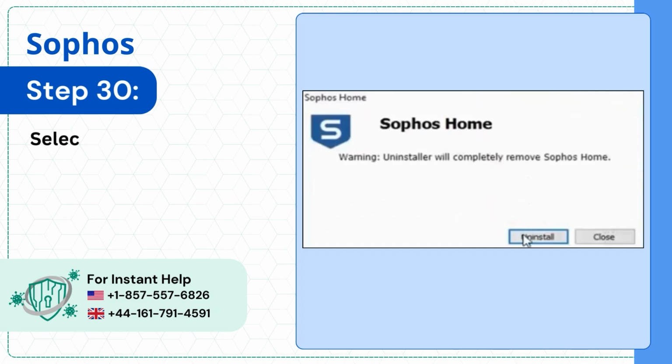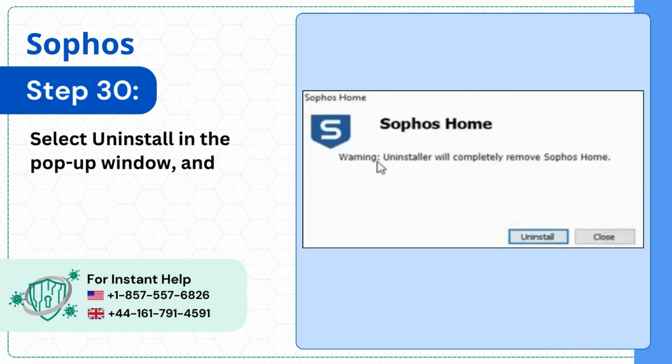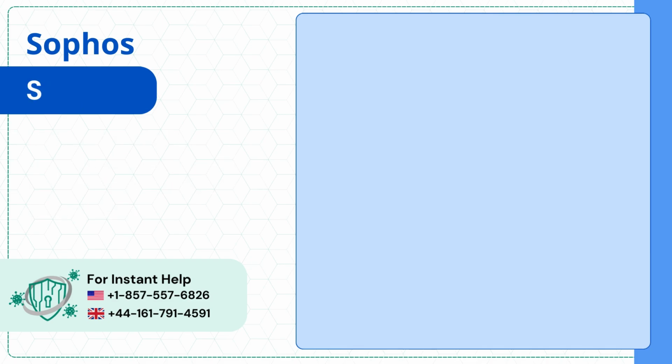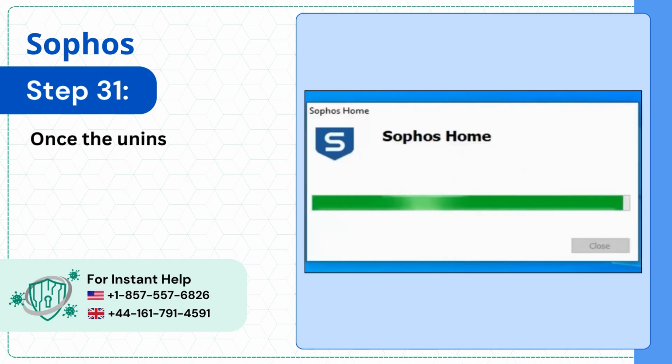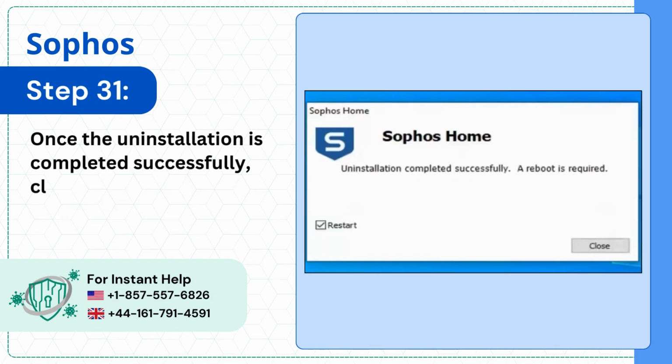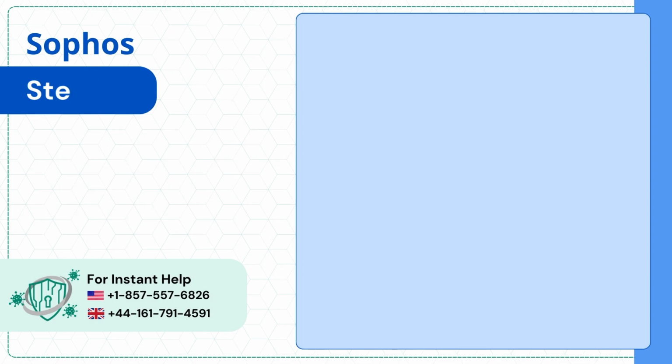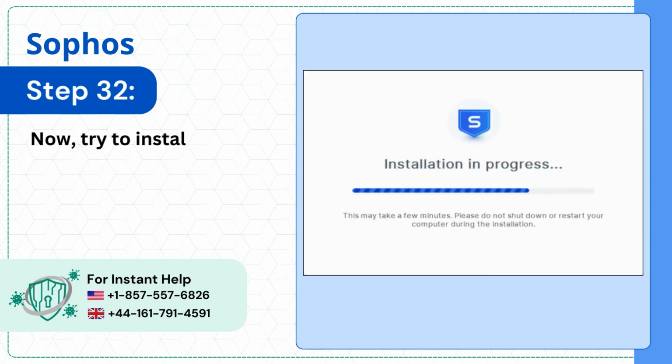Step 30. Select Uninstall in the pop-up window and the uninstallation process will take a while. Step 31. Once the uninstallation is completed successfully, click Close and the system will restart. Step 32. Now try to install Sophos on your system.